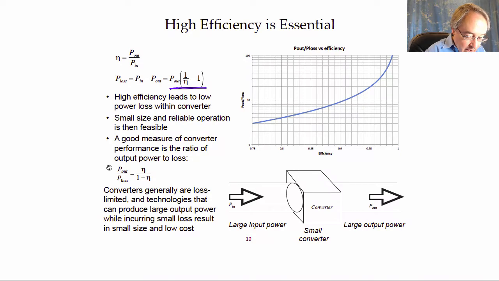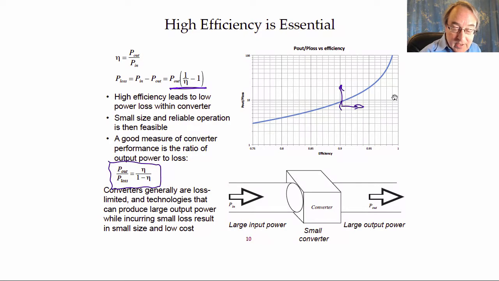So a measure of how good the converter technology is really is the ratio of the output power to the loss, and here it's expressed in terms of efficiency. We can solve for this quantity, and it turns out to be efficiency divided by 1 minus efficiency, and it's plotted here. And so you can see that even increasing the efficiency by a few percent can increase the ratio of output power to loss substantially. And so our goal is to produce efficiencies that approach 1, which makes the ratio of output power to loss approach infinity.